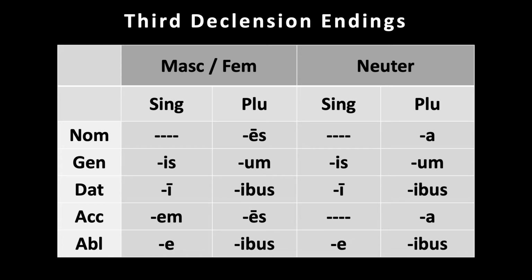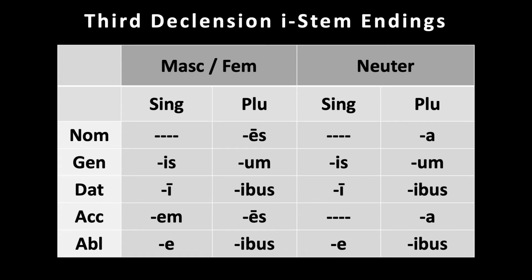So what happens with third declension I-stem nouns is that the I combines with the I of some of the endings so that you only have one I instead of two. And whenever it comes into contact with an E, it completely disappears, which leaves it in only a few places. You're only going to see the I of the I-stem in really three places.